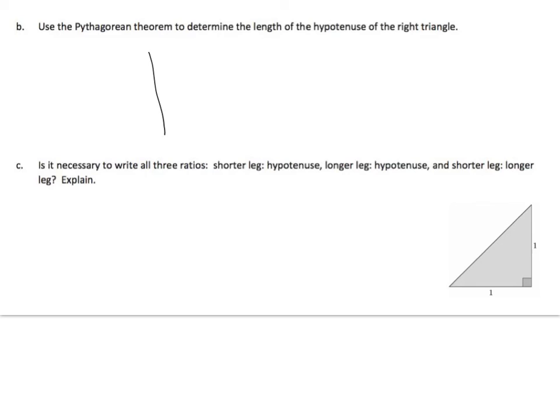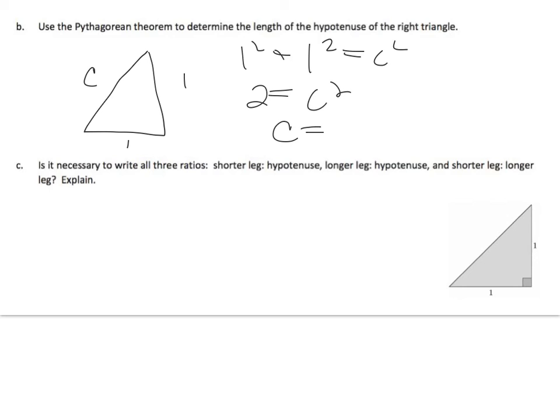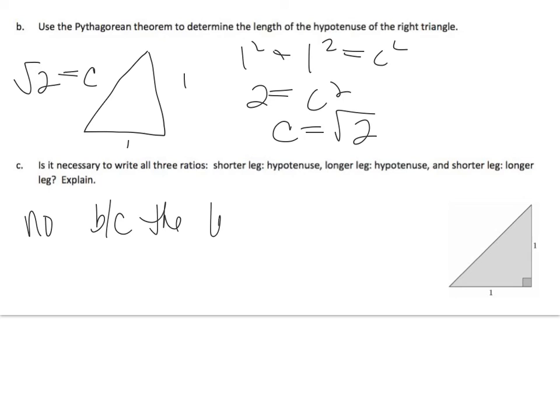Use the Pythagorean theorem to determine the length of the hypotenuse. I have 1 squared plus 1 squared equals c squared. 2 equals c squared. C equals the square root of 2. Is it necessary to write all 3 ratios? Shorter leg to hypotenuse, longer leg to hypotenuse, shorter leg to longer leg? No, because the legs are equal.